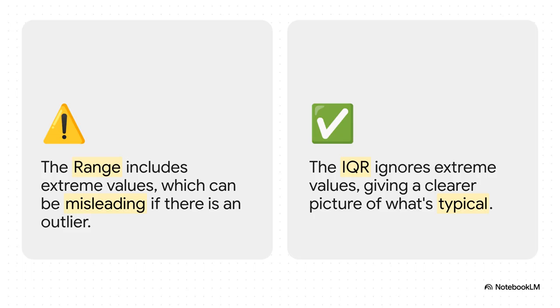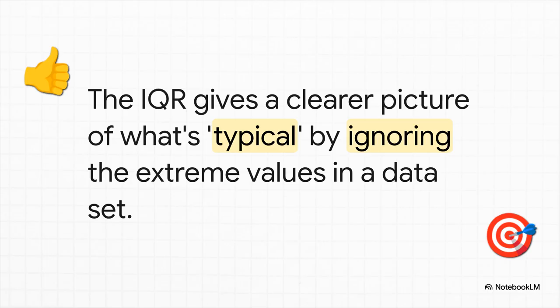But look at the IQR. Because it only cares about the middle, it's completely unfazed by that one wild number. It stays exactly the same right at 12. How cool is that? And that's the whole point right there. The IQR is resilient. It gives you a much more stable, a much more honest picture of what's typical in a set of data, because it's built to ignore those extreme outliers that can throw everything else way off.